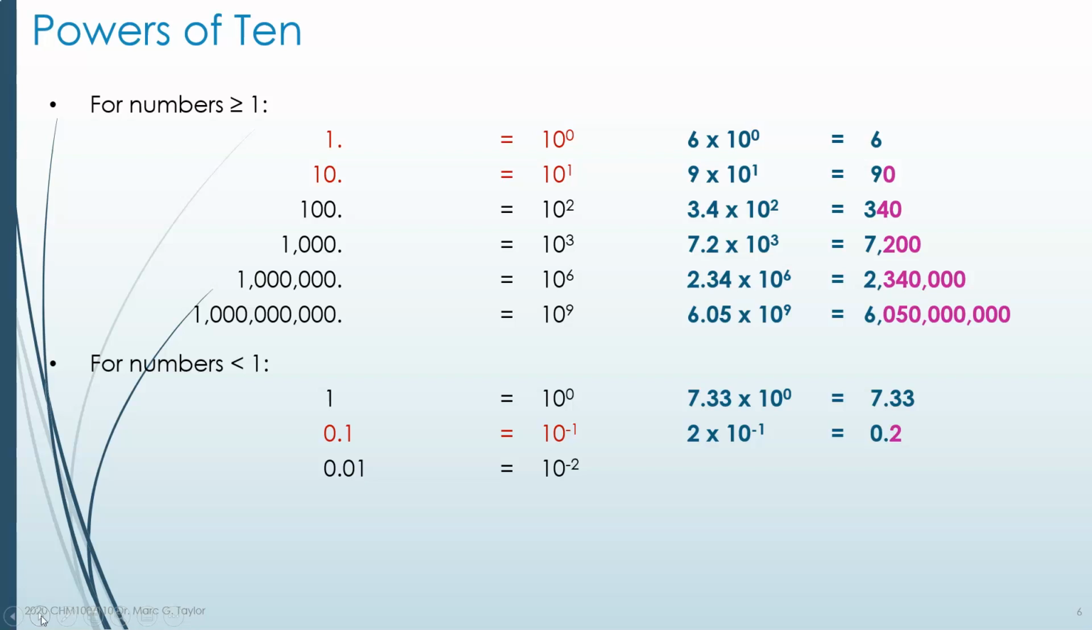10 to the minus 2 is 100th, as opposed to 10 to the 2, which is 100. So everything is inverted at this point. 0.01 is represented by 10 to the minus 2. So 3 times 10 to the minus 2 is 0.03. Note the 3 is starting in the second decimal place after the decimal.